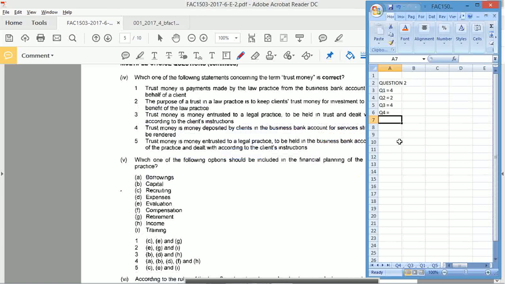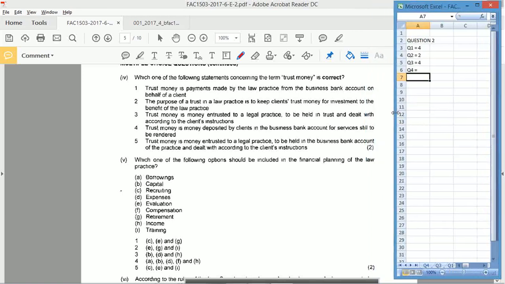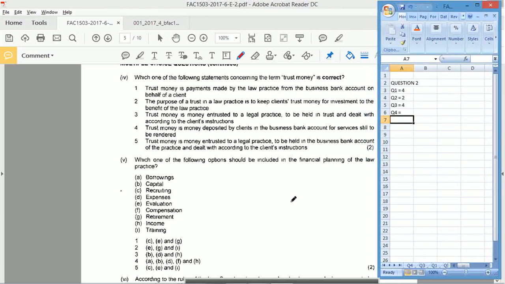Next one. Which one of the following statements concerning the term trust money is correct? Trust money is payments made by the law practice from the business bank account? No. It's not from the business's bank account.